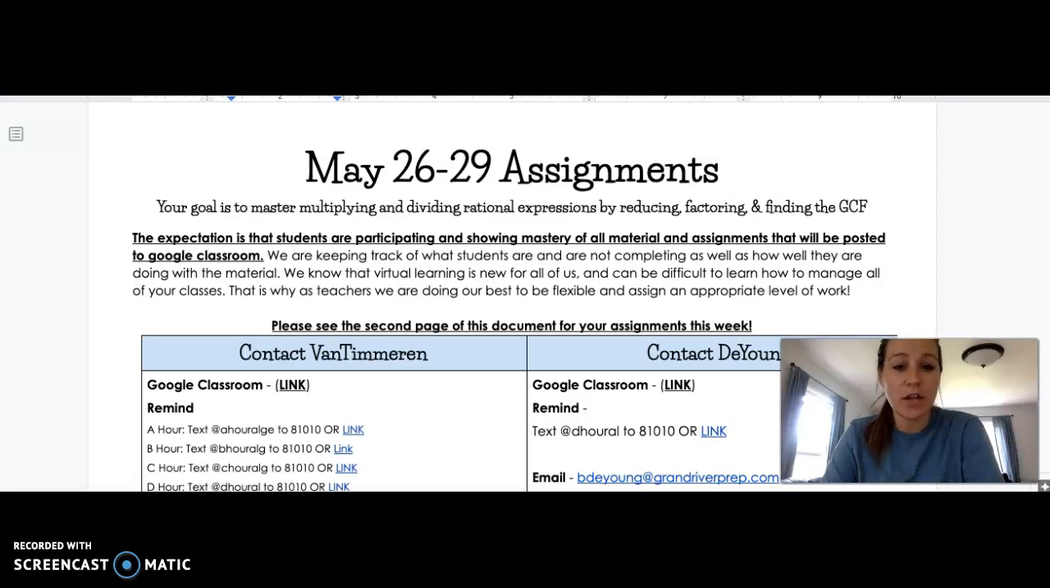I'm going to go ahead and talk through your assignments for this week. It's relatively brief, especially because Monday we didn't have any assignments. So let's go ahead and look at what we've got this week.